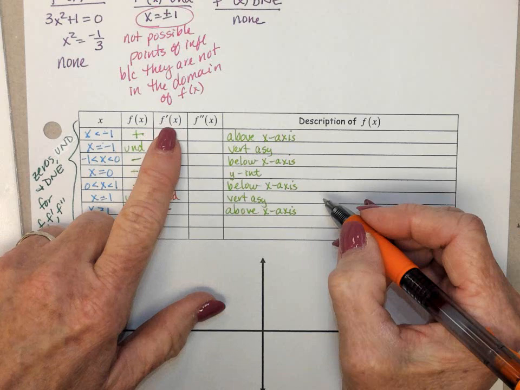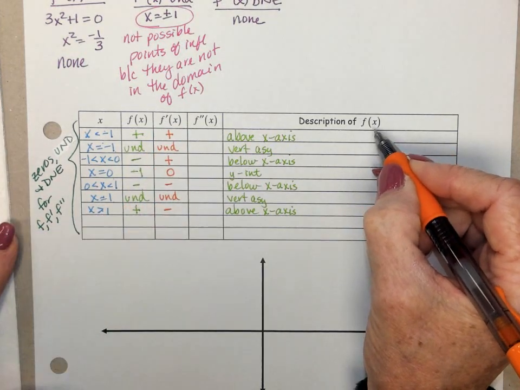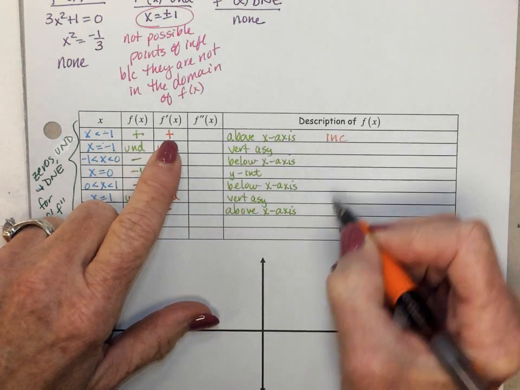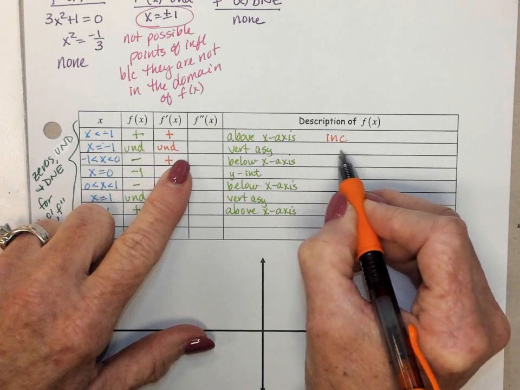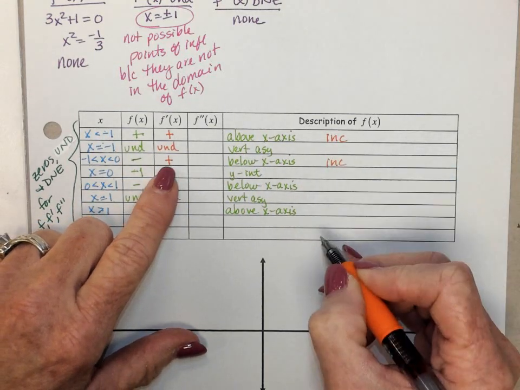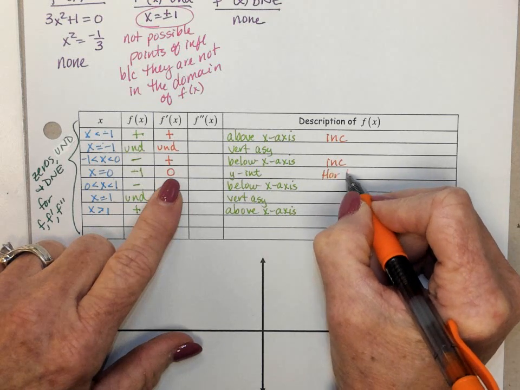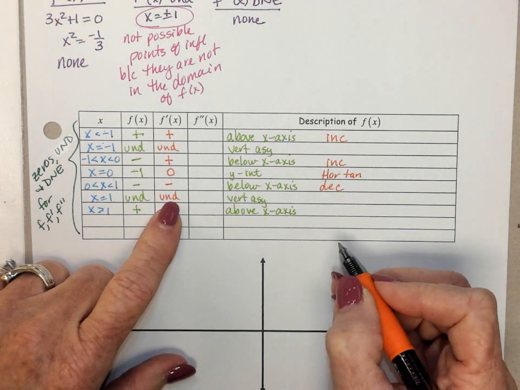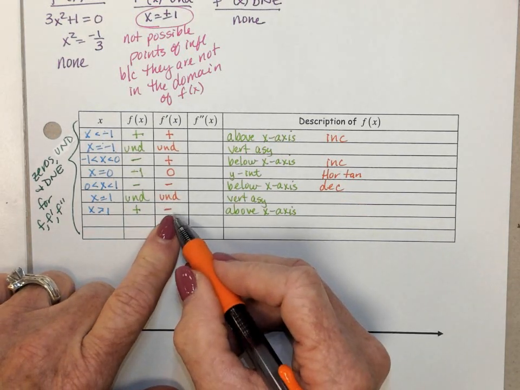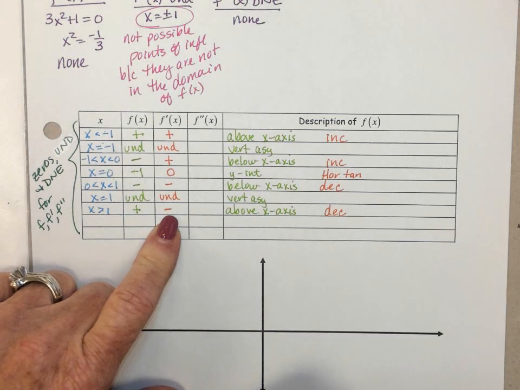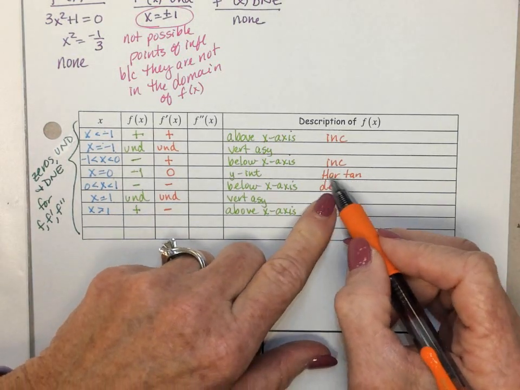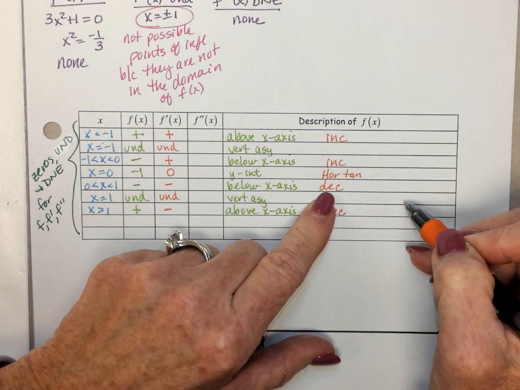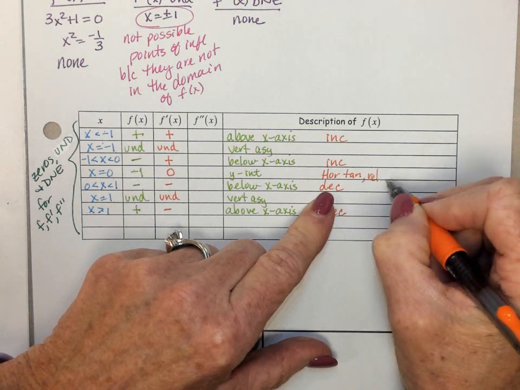F prime then tells us about f of x increasing or decreasing. So f prime positive means f is increasing. We got an asymptote, so there's nothing you can say here. We got another increasing horizontal tangent, decreasing, vertical asymptote, so nothing there, and decreasing. Okay, looking at this horizontal tangent, the graph is changing from increasing to decreasing, which means that that horizontal tangent is a relative max.